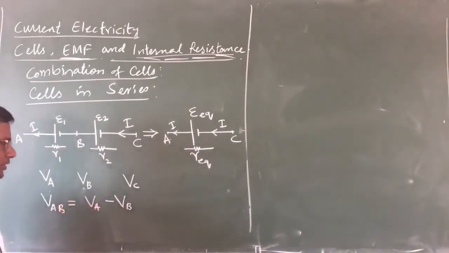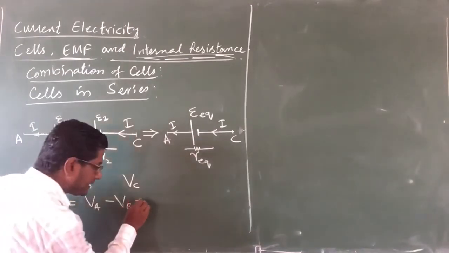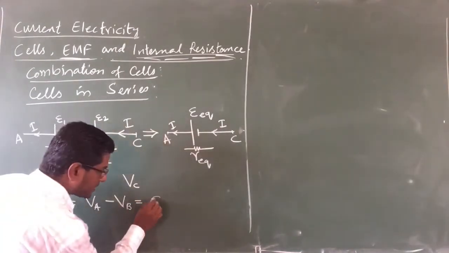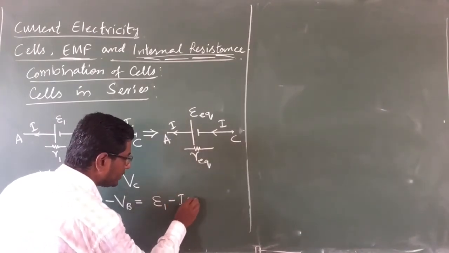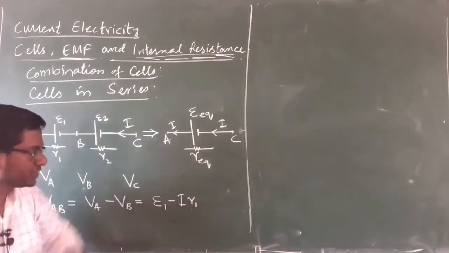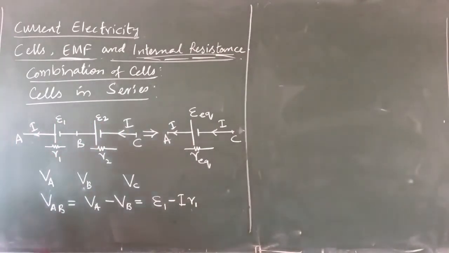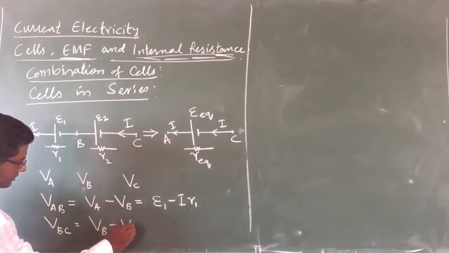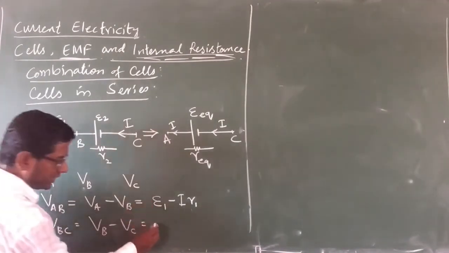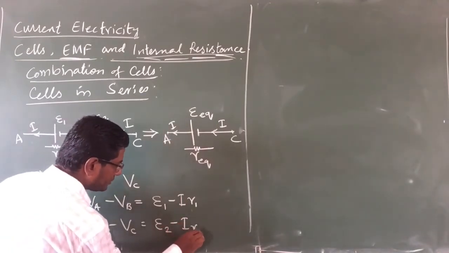And what is this potential difference VA and VB? It is because of this cell. And what is that cell going to represent? It is going to represent epsilon 1 minus I into R1. Similar to this equation, I can write another equation for epsilon 2. So this will be VBC, equal to VB minus VC, and similar to this term, it will be epsilon 2 minus I into R2.